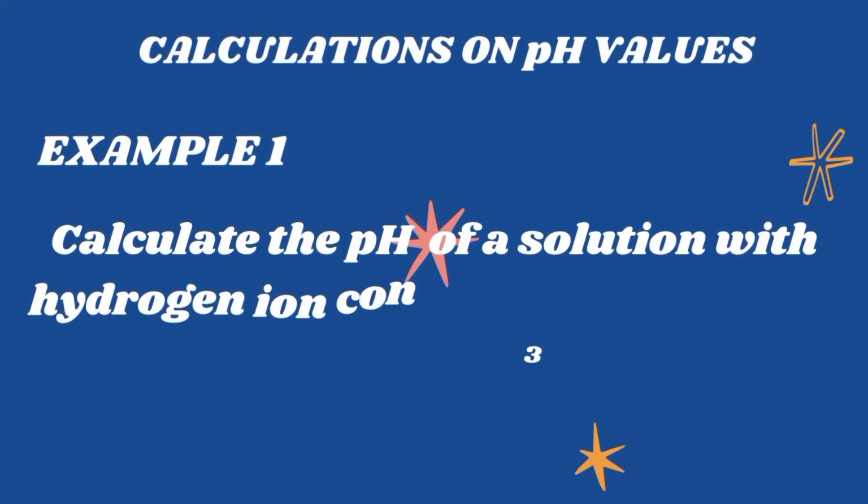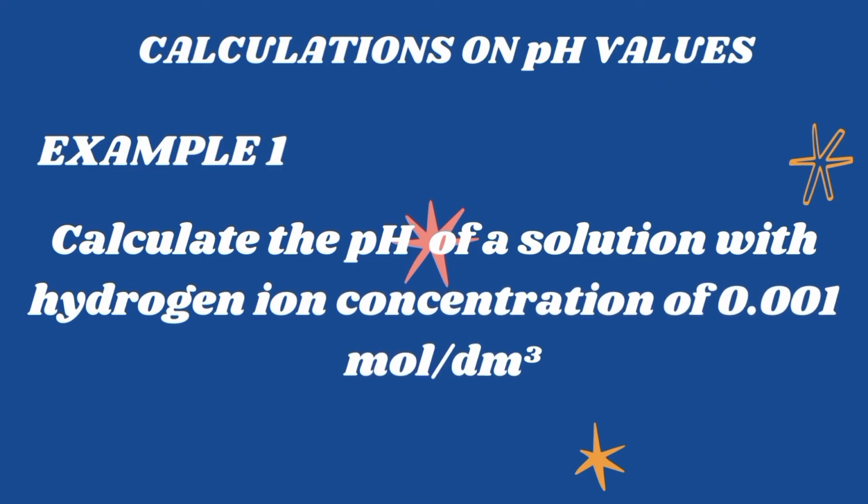Let's look at some questions involving pH value. Here's an example. Calculate the pH of a solution with hydrogen ion concentration of 0.001 mole per dm cube. It's a very simple question. You recall I told you to take note of the formula of pH, which is the negative logarithm of hydrogen ion concentration to the base 10. So that's the formula I'll be using when calculating questions involving pH.